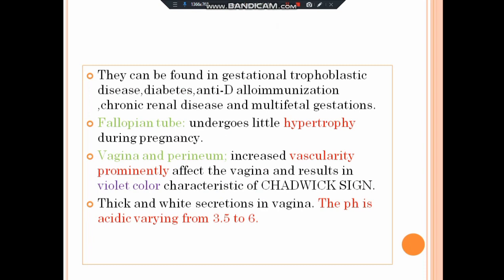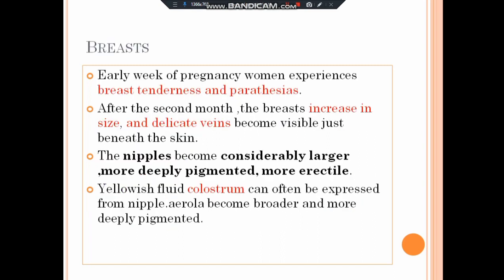Usually there is hypertrophy during pregnancy. Okay, then vagina and perineum. A vascular prominence can be seen in the vagina, which causes a violet color, known as Chadwick's sign. Due to the vaginal secretion, a thick and white secretion, the pH is acidic, varying from 3.5 to 6.